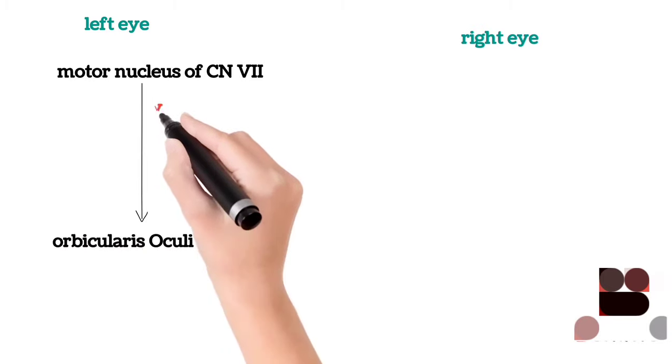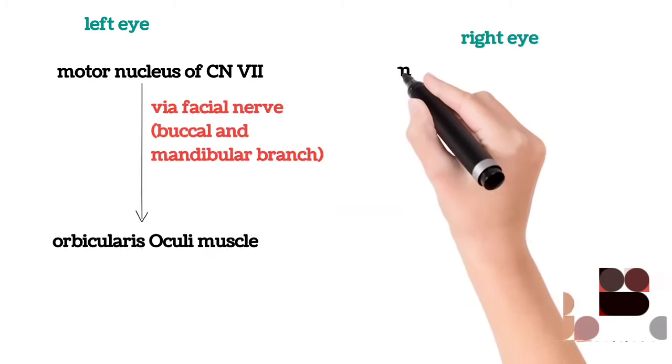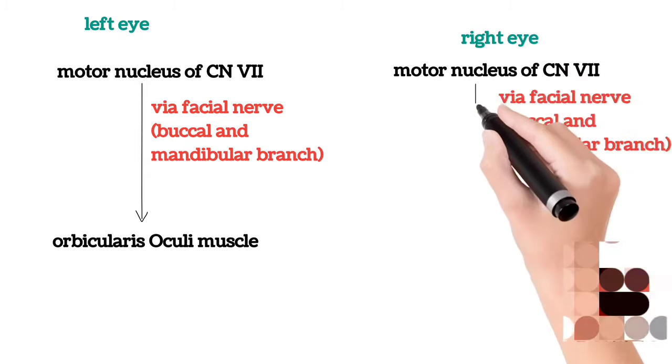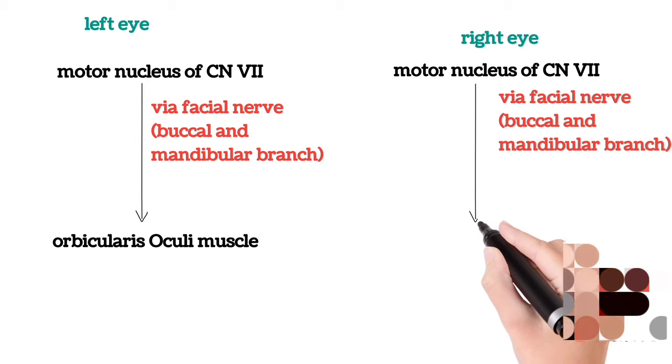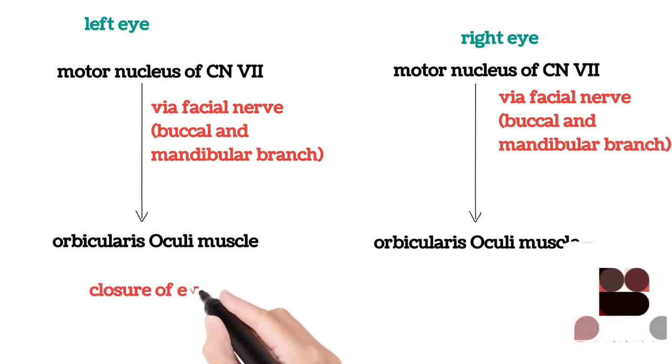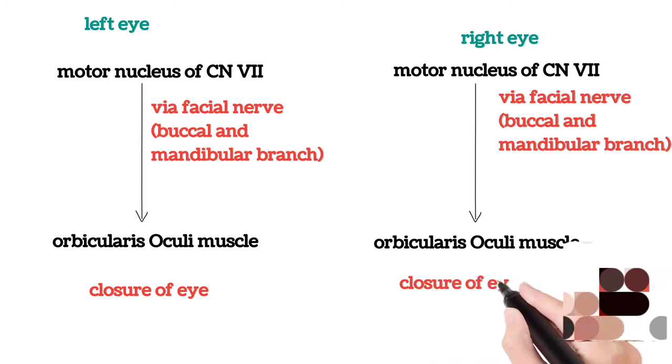Orbicularis oculi is responsible for closure of the eyelids, and it is supplied by the buccal and mandibular branches of the facial nerve. This happens in both the eyes. Now both eyes will close.